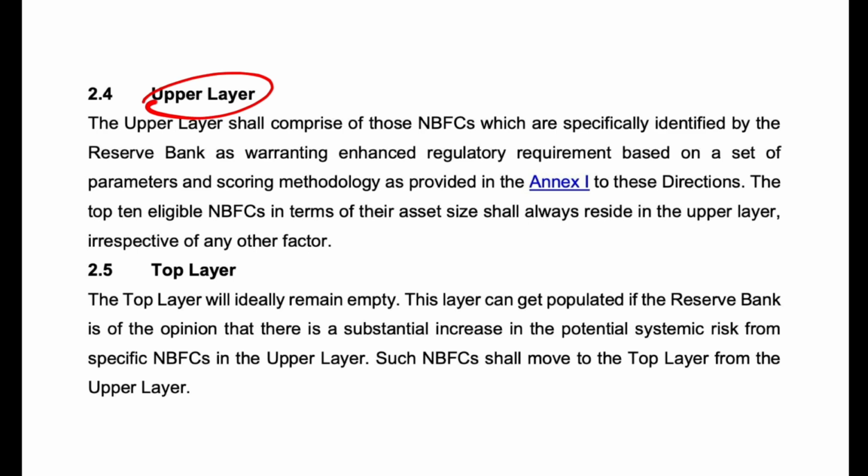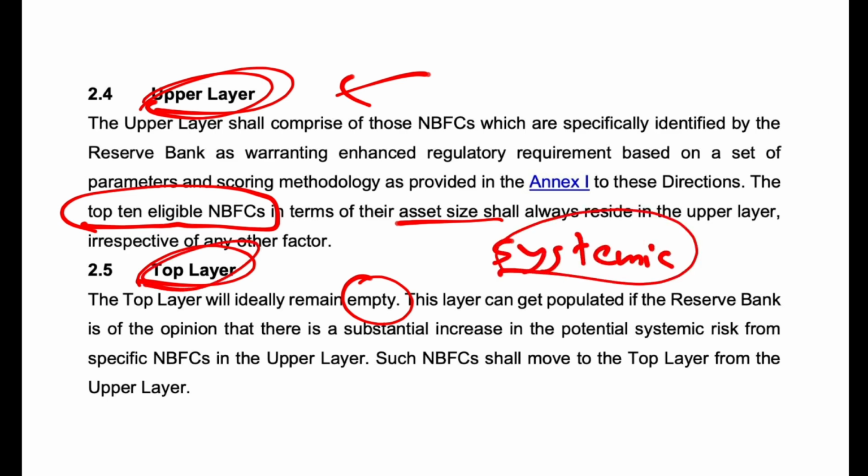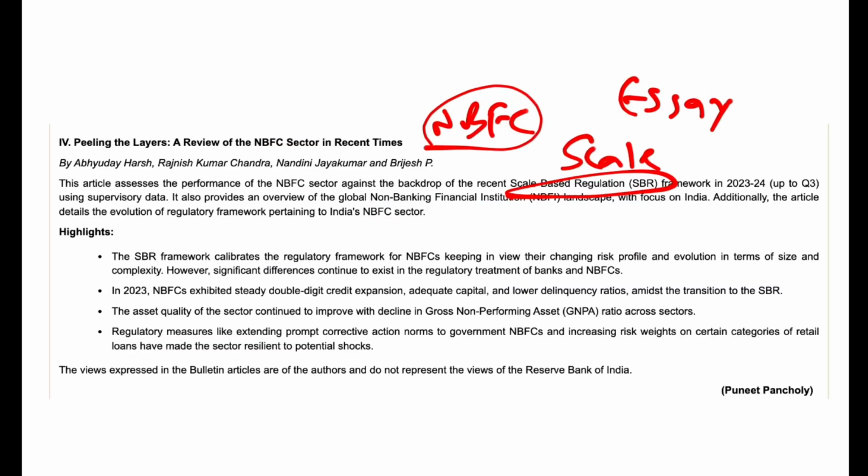Then you have the upper layer. This upper layer will have those NBFCs which require enhanced monitoring, right? So the top 10 eligible NBFCs in terms of their asset size will be in the upper layer. They will require enhanced monitoring by the RBI. And then you have the top layer. It should remain empty, but if there is an NBFC which is facing any systemic failure, huge problem, that will be put in the top layer by the RBI for very, very close monitoring. So this is the scale-based regulation, the classification of the NBFCs.